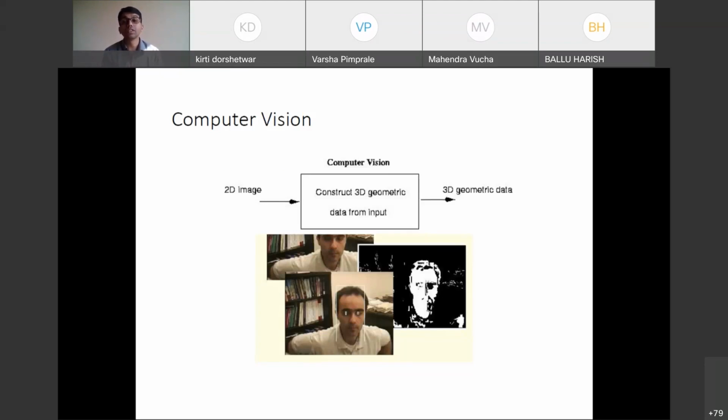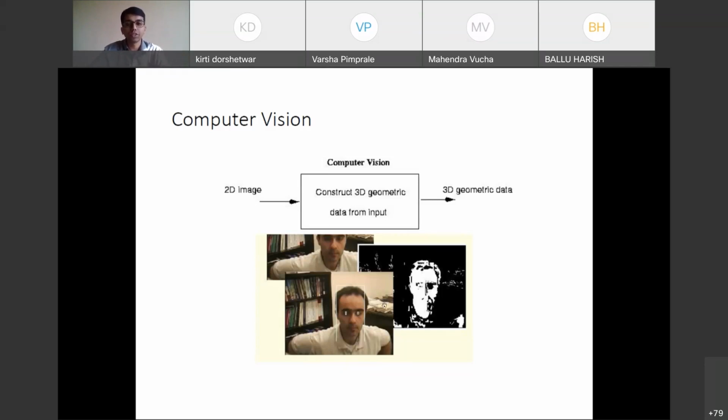So you have to construct 3D geometric data from input. Now, mathematically, even logically, it is not possible that we have 2D data and we are able to construct 3D data. That is possible only from learning or machine learning. Or if you tell the machine that if a 2D image is like this, what will be the most probable 3D data? So that is 3D geometric data reconstruction.